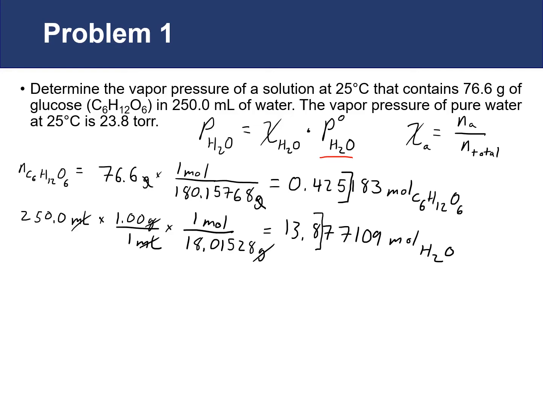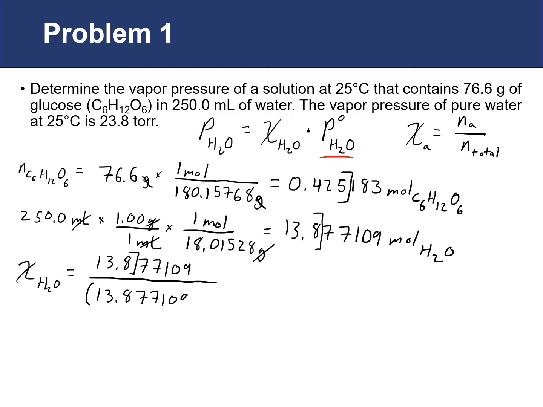The mole fraction is just the ratio of the component that we're interested in, which in this case is water. So this would be equal to the moles of water, 13.877109, sig fig marked there, divided by the sum of all of our moles. So that would be 13.877109 for our water plus our glucose, 0.425183.